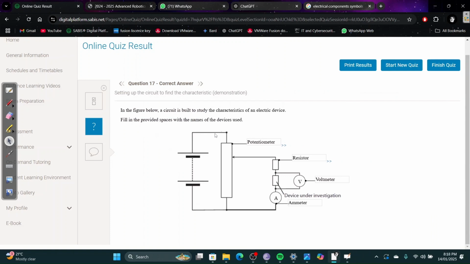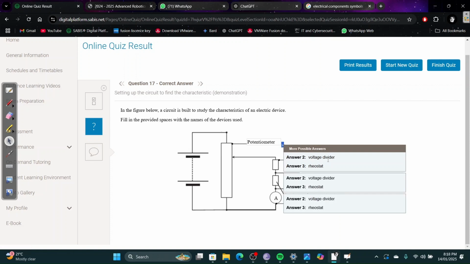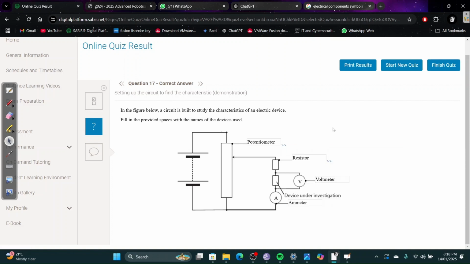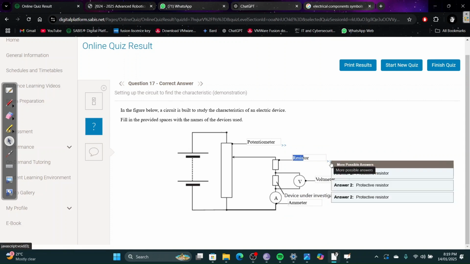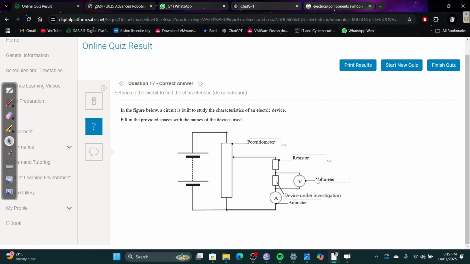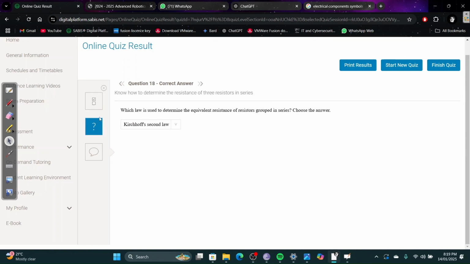Question 17. This is memorization. This is potentiometer. Voltage device or rheostat. Basically, that's correct. Resistor, voltmeter. What is the other word for protective resistor? I've never heard of that, but apparently that's a thing. Voltmeter and ammeter. Remember, V is for voltmeter, A is for ammeter. This large thing is always going to be a potentiometer. Question 18. Which law do you memorize? Kirchhoff's second law.